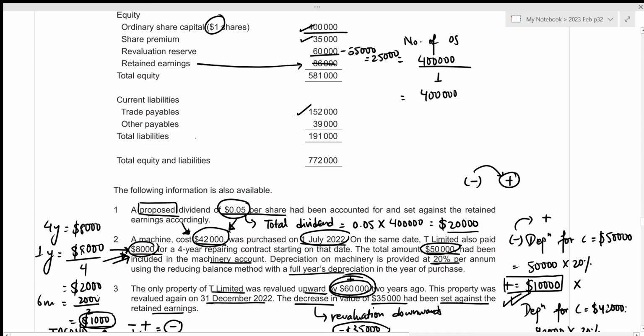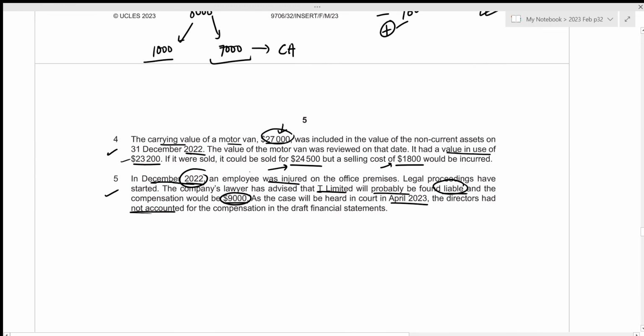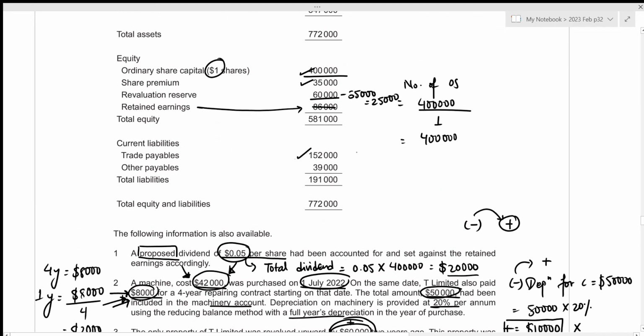But for other payables, we are also creating a provision for information 5, right? And we have the provision to be of 9,000. So we need to add that amount. So that's going to be 39,000 plus 9,000. And we also need to adjust information 1, because remember that we had accounted for this proposed dividend of 20,000, which is no longer to be included as our other payables. So that's minus 20,000. This gives a new value of other payables to be 28,000.